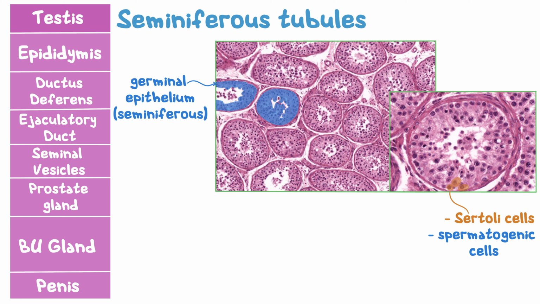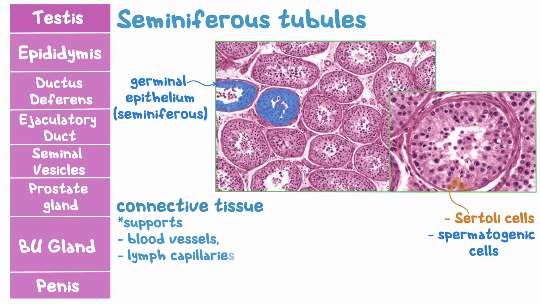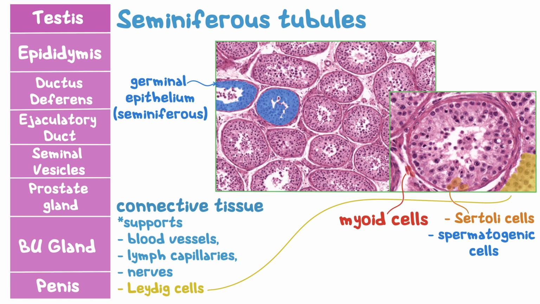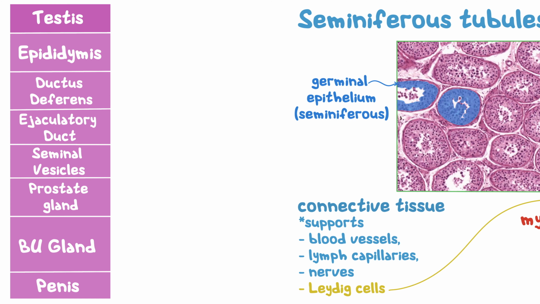the spermatogenic cells. The germinal epithelium lies on the basement membrane and is surrounded by a thin layer of loose connective tissue. This connective tissue supports blood vessels, lymph capillaries, nerves, and Leydig or interstitial cells, which secrete androgens. Myoid cells are closely adjacent to seminiferous tubules and are capable of contraction, thus helping to move the spermatozoa along tubules and away from where they develop.